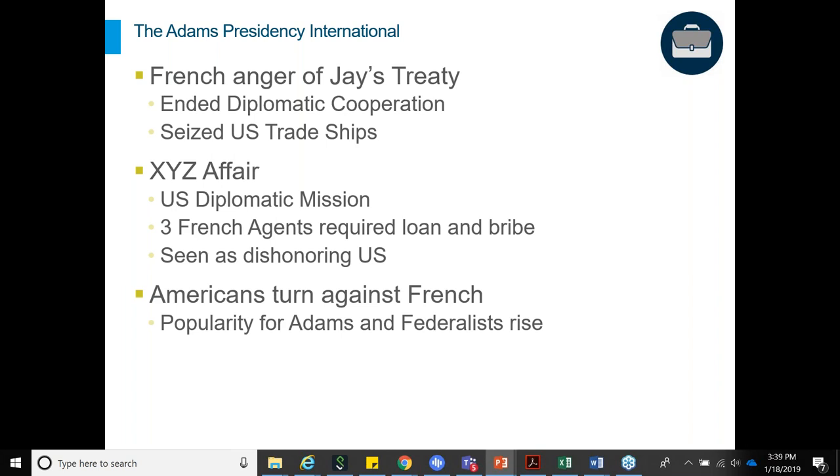So America begins to really turn against the French, and the popularity of Adams and the Federalist Party to deal with the French go sky high. So Adams really has a free hand to begin what's called a quasi war with the French, and continue and increase the support to the British. Because now the US is being again dishonored and discredited by the French, now we're willing to be far more close with the British.